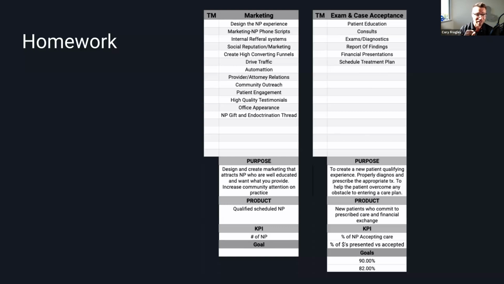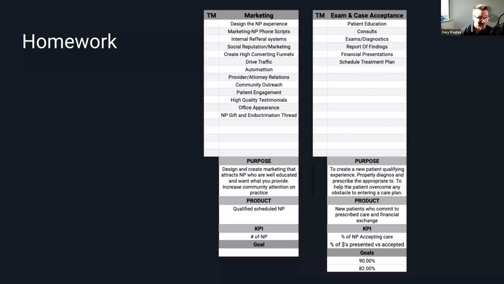Now, your homework, you have your organizational chart. You'll notice next to the system of marketing, there's a bunch of roles that need to be fulfilled. And on the left, TM, that's team member. That's the person responsible for driving that.